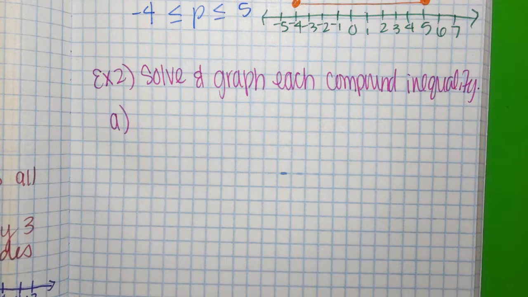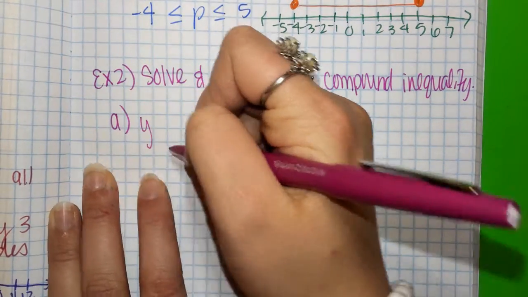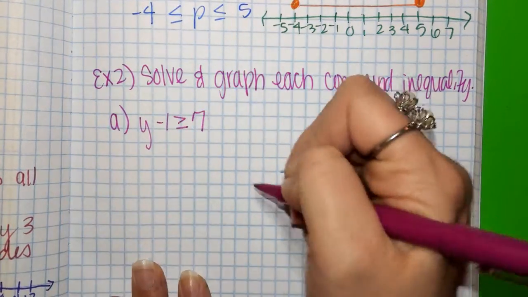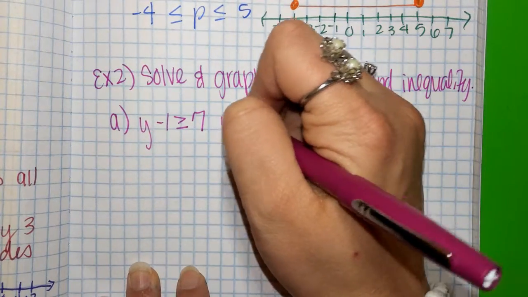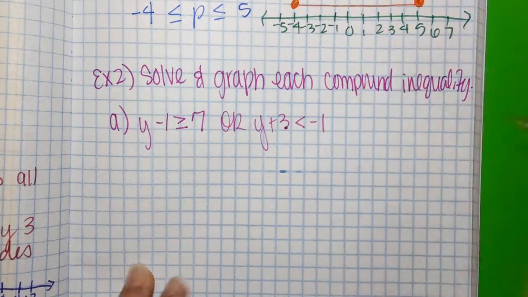So, example 2, and that's going to be on our video. Solve and graph each compound inequality. So we're doing OR this time. All right, our first one we're going to do easy peasy. y minus 1 is greater than or equal to 7, or y plus 3 is less than negative 1.